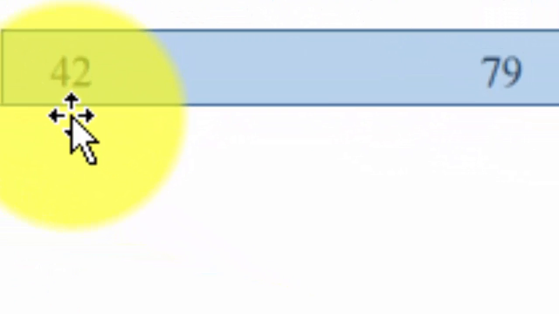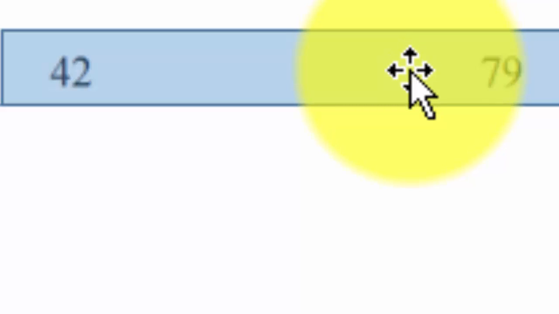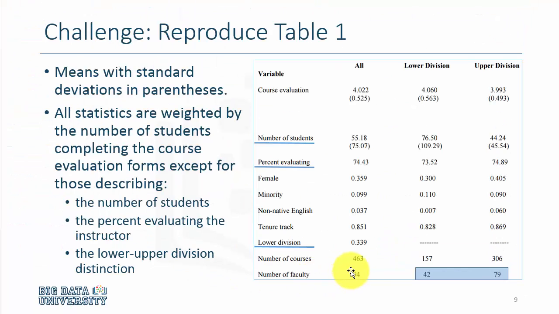The lower division courses are taught by 42 unique instructors, and the upper division courses are taught by 79 unique faculty members. In total, there were 94 unique instructors who taught 463 courses. The blue shaded 2 numbers, 42 and 79, are the ones that I would like you to reproduce, and here lies the challenge. It involves a trick in data science, which I will explain later, but until I explain that trick, I would encourage you to try to get these numbers on your own.